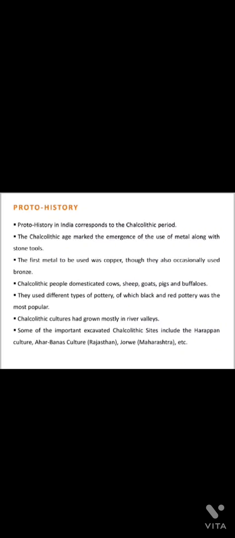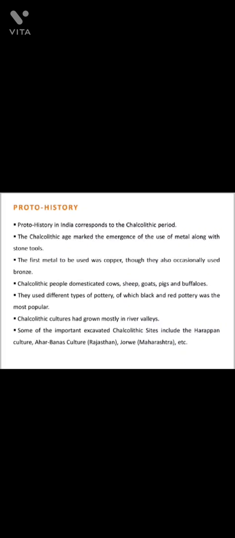In the Indian subcontinent, the protohistoric period corresponds to the Chalcolithic period. And during the Chalcolithic period, we find that the civilizations that existed used both metal and stone tools. Now, during this period, the first metal to be used was copper, and the alloy of copper and tin, that is bronze, was also used extensively. Now, the Chalcolithic period is also known for the emergence of the Harappan civilization.